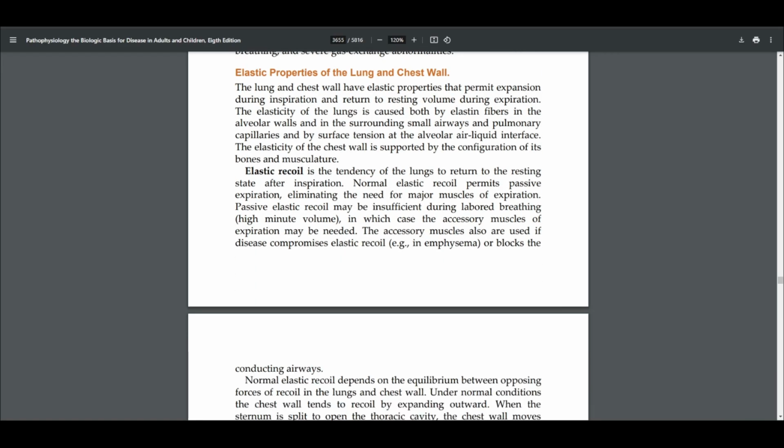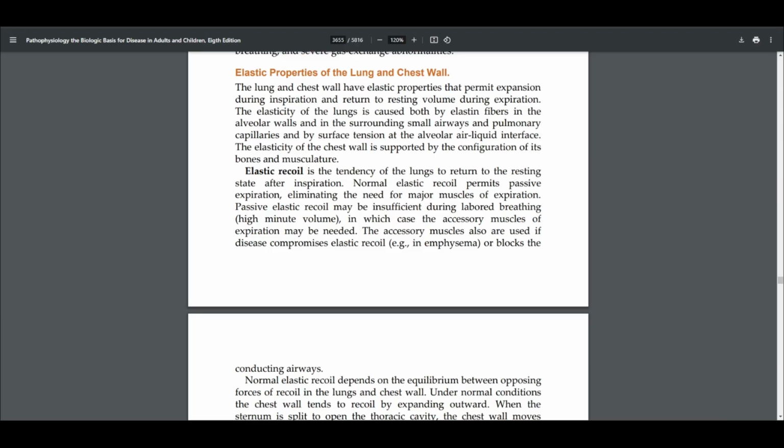Now, the elastic properties of the lung and chest wall. The lung and chest wall have elastic properties that permit expansion during inspiration and return to resting volume during expiration. The elasticity of the lungs is caused both by elastin fibers in the alveolar walls and in the surrounding small airways and pulmonary capillaries, and by surface tension at the alveolar air-liquid interface. The elasticity of the chest wall is supported by the configuration of its bones and musculature.